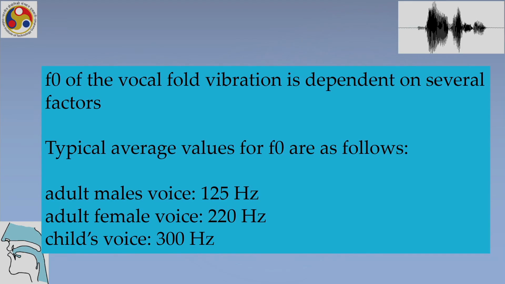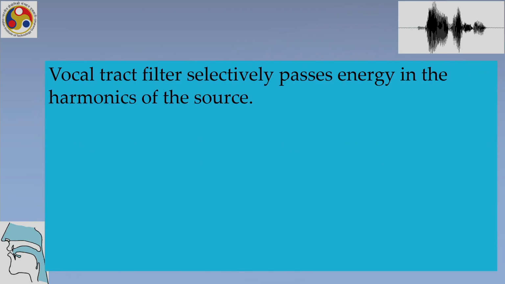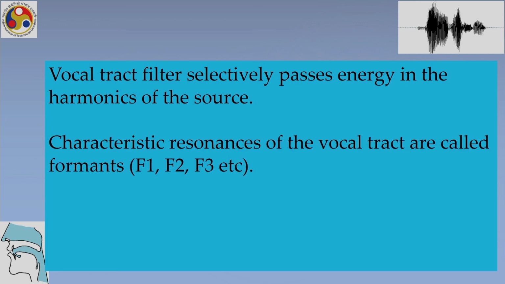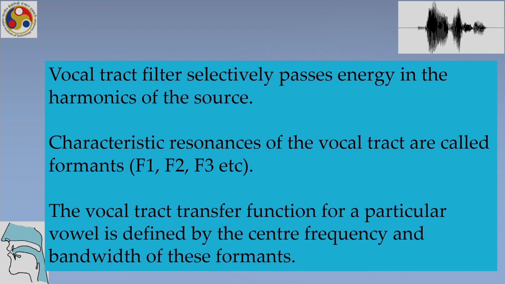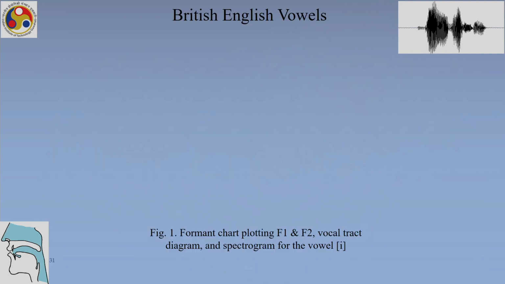You can have adult males and adult females whose frequencies are not exactly the ones given here. So, you can always expect those things, and the vocal tract filter selects the energy that passes through the harmonics of the source, and the characteristic resonances are called formants, as we have already discussed. So, let us now go to individual British English vowels. Let us see how each of these vowels can be produced.